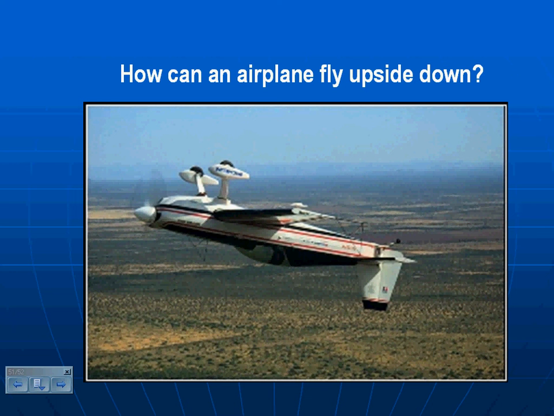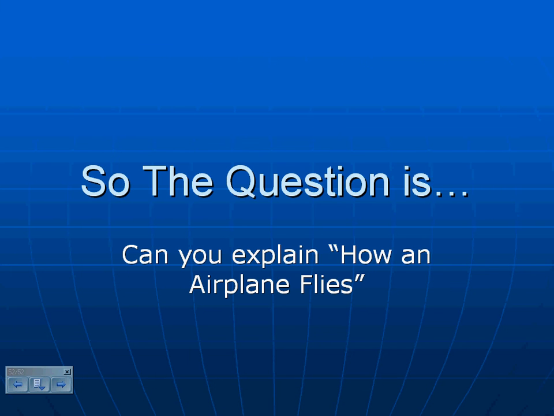Aerobatic airplanes are built to fly upside down, and they have wings whose upper and lower surfaces are equally curved. Wings shaped this way make it easier to fly upside down because they don't need to be tilted as far to produce enough lift. So the question is, can you explain how an airplane flies?